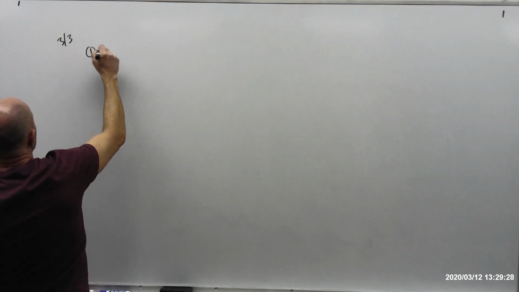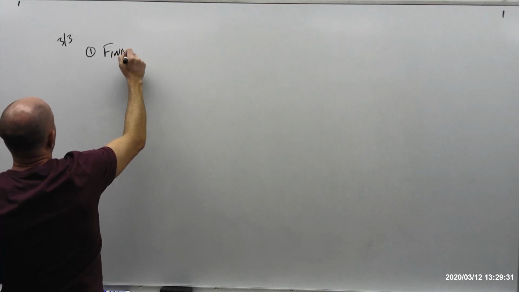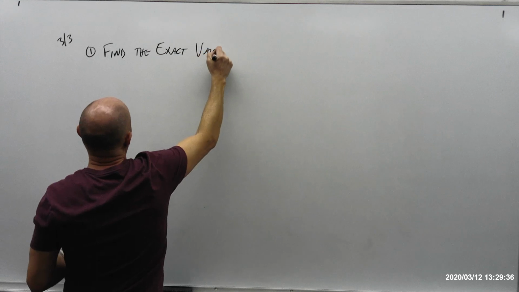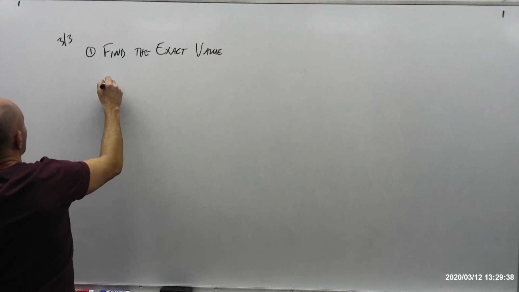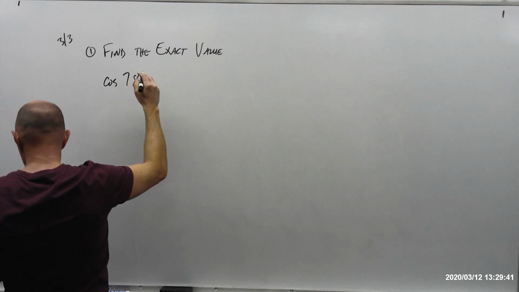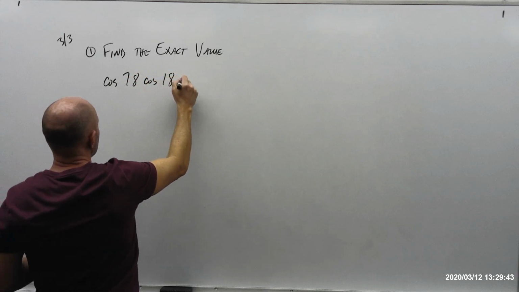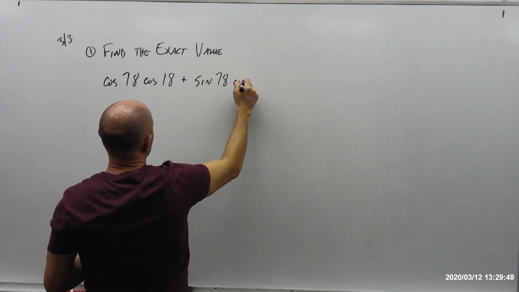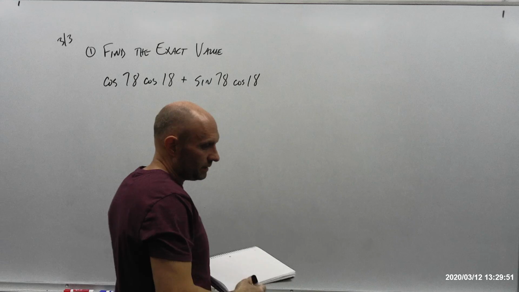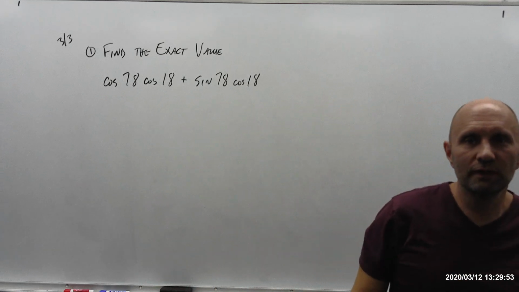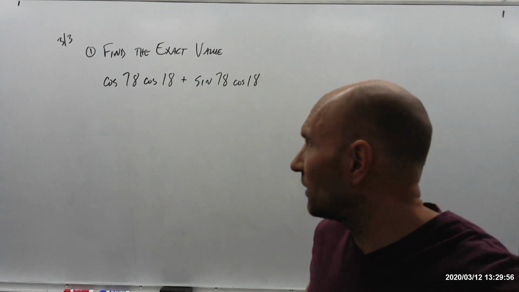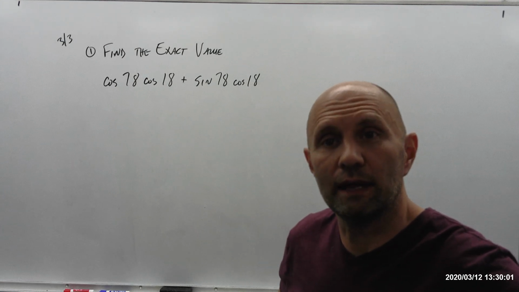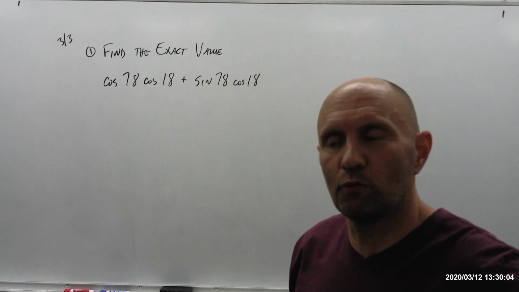So the first problem says find the exact value. And we have cosine of 78, cosine of 18, plus sine of 78, cosine of 18. So you're thinking, this guy, he tells us no calculators, how am I supposed to figure this out? Well, how are you going to figure this out? And the answer is your sum and difference formulas.